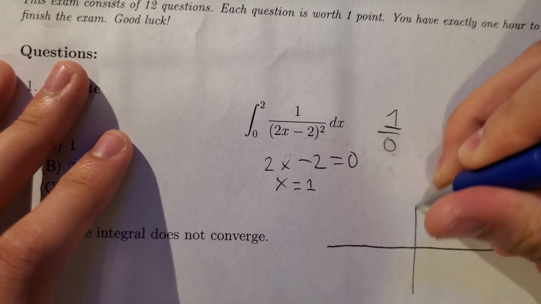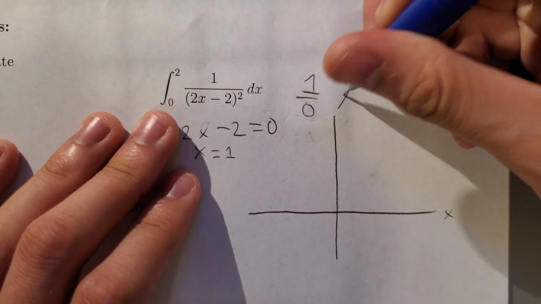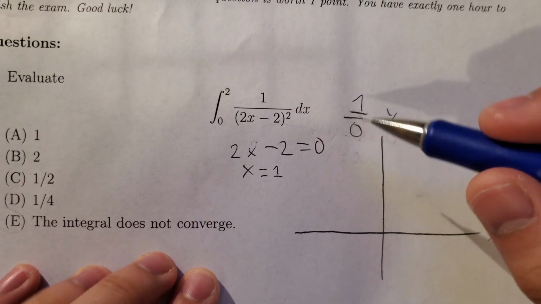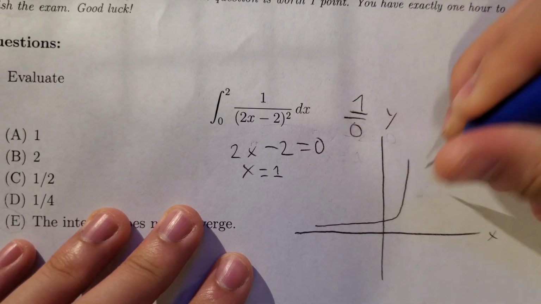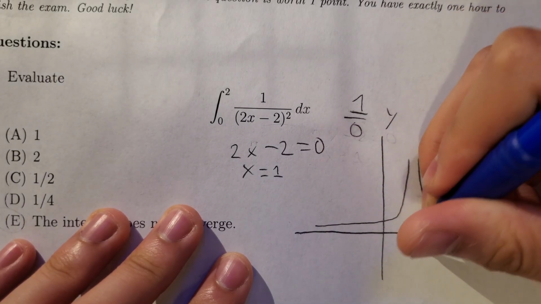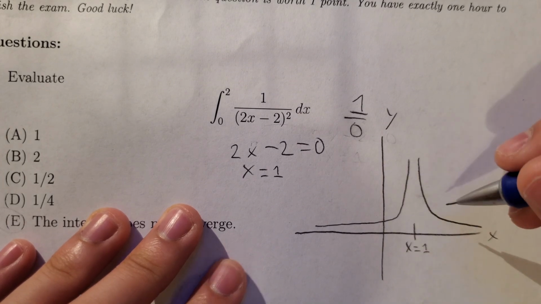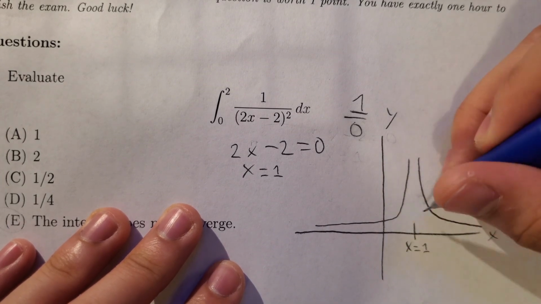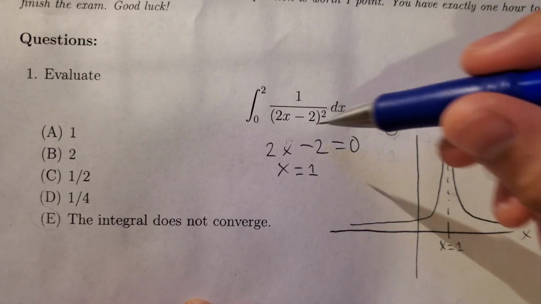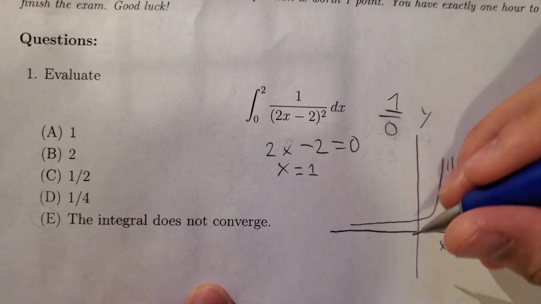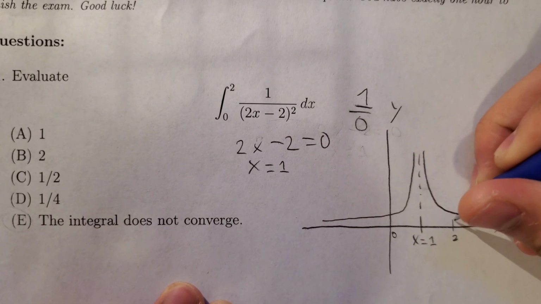So if you were to graph this integrand, I'll just put x and y here. You'd end up with something that looks a little something like this, where x equals 1 is here. You can see here that these two lines are never going to converge on each other because we have a vertical asymptote here, like I was talking about. And the interval of integration is from 0 to 2. So that would be from the origin here to x equals 2, which is somewhere around here.